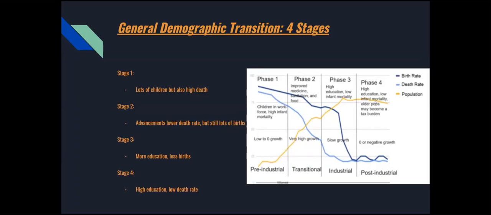In stage 3, things start to slow down because there's going to start to be more education, less births. The births are going to go down closer to where the death rate is, and so there's going to be slow growth. And then in a country that's in stage 4, what you're going to see is much higher education, low infant mortality rates, but the birth rate has balanced out. So now there's going to be little to no growth. And depending on what country you're looking at, if it's a country like Japan, where there's a very old population, you might actually see a negative growth. This is going to be the post-industrial kind of country.